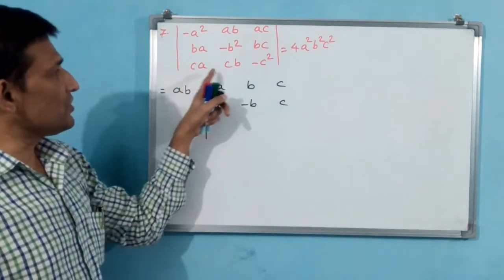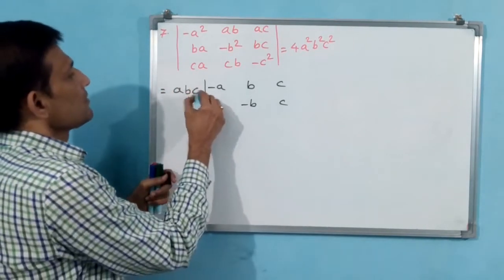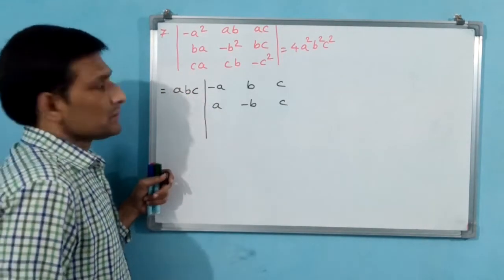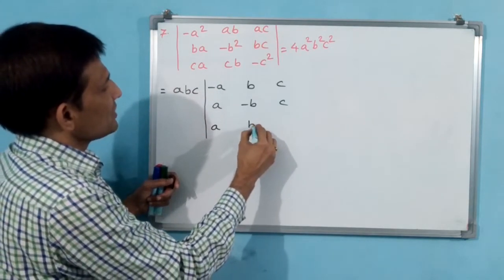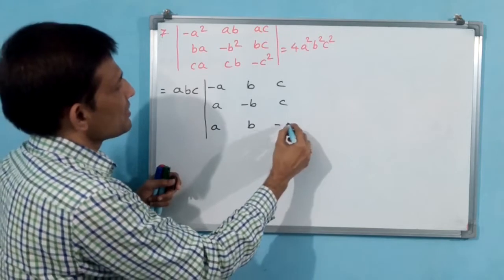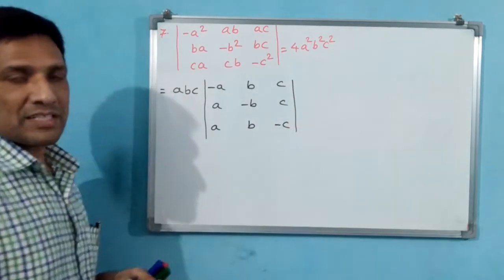Okay. You see third, C is there. Shall I take C outside? C I have taken common. Then C gone outside, that means A. Then C gone outside, that means B. Then C gone outside, that means minus C. Why? Because one C has gone. Is it okay? First you see.